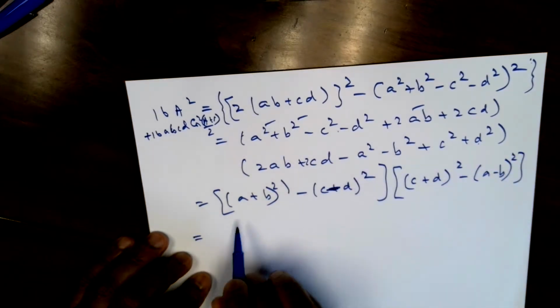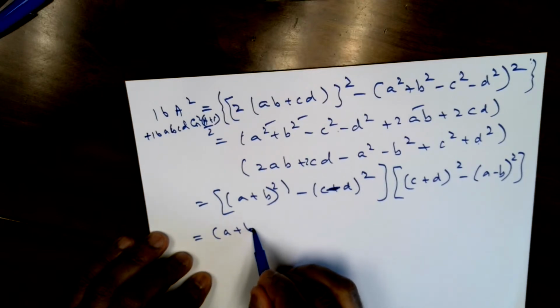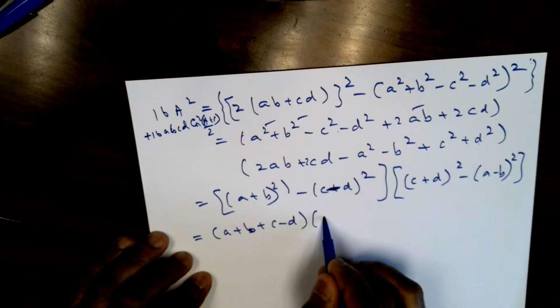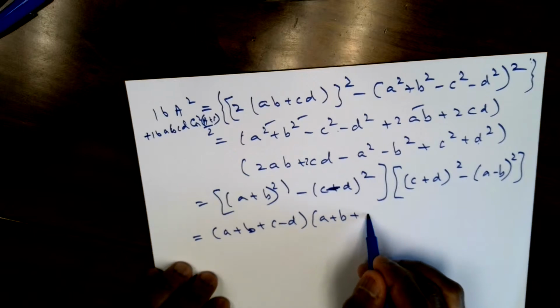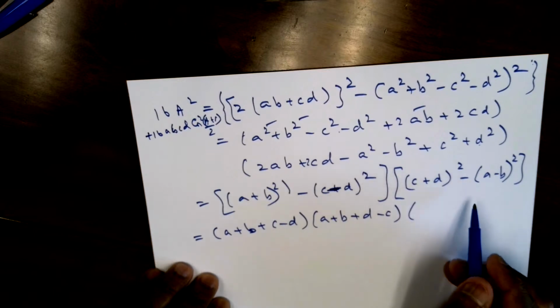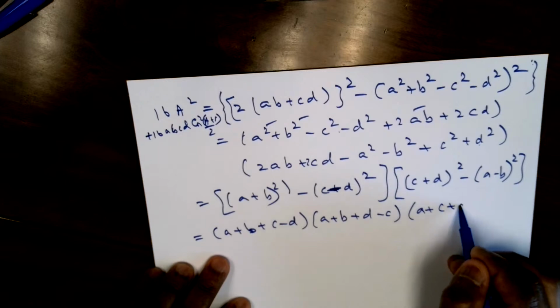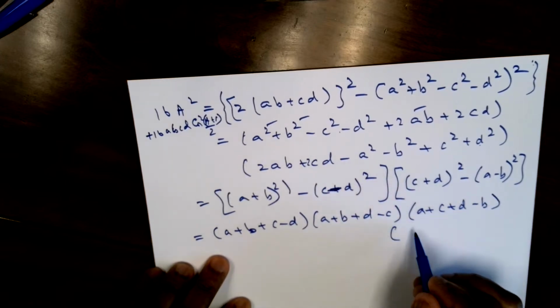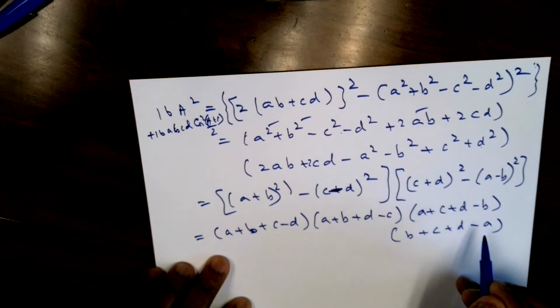So again, if you do this up and down, you get a plus b plus c minus d, a plus b plus d minus c. Here you have a plus c plus d minus b, and one more term, b plus c plus d minus a.